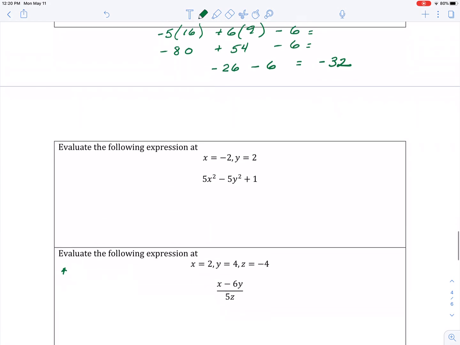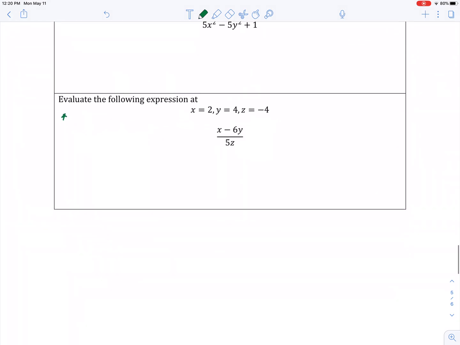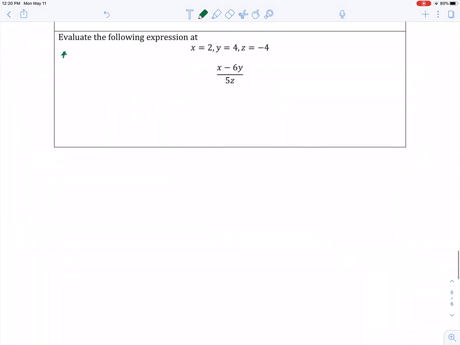All right, I think I have one more here for evaluation, and it was in a fraction form, rational expression, rational meaning fraction in math. And we have 3 variables on this one. You see here the values that we're going to be plugging in for the variables, and then this piece right here is the expression.